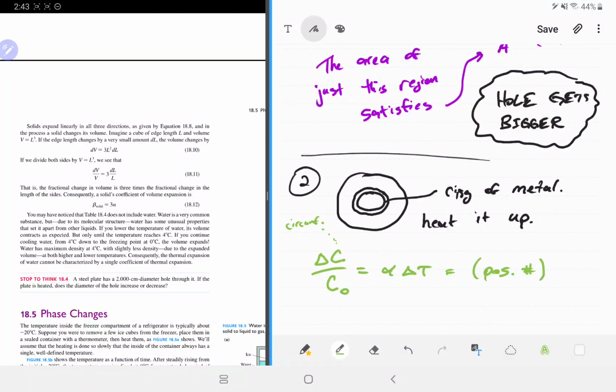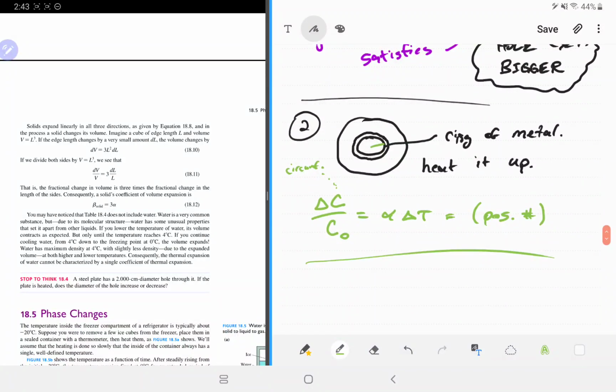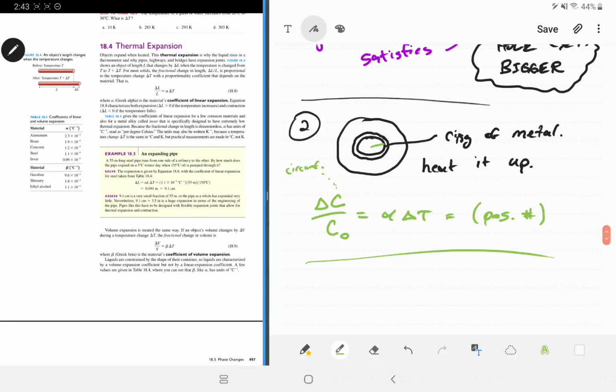That means the final circumference is bigger than the initial circumference, which means this radius must have grown. So if we heat this up so that the fractional increase in circumference is 1%, the radius goes up by 1%, and that means this hole gets bigger as well. You can think of the solid disk with a hole as just a bunch of rings, all of which increase in circumference, so they all expand outwards. That just takes a while getting used to.